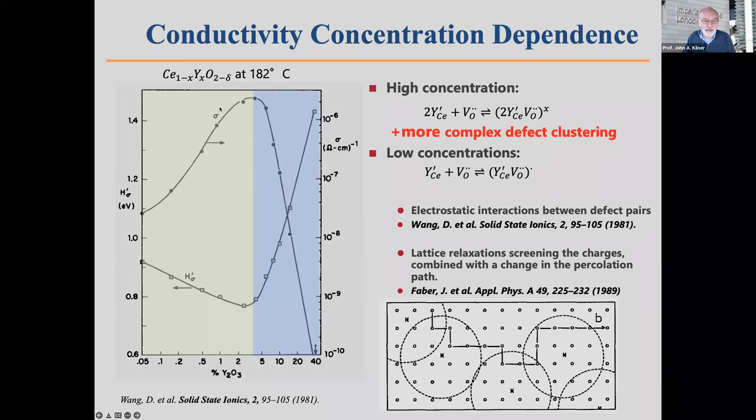So clearly, in terms of the amount of additive, there is an optimum amount that we need to put in to get the lowest activation energy and the highest conductivity. It was also proposed by Faber really quite some time ago, in 1989, that we ought to look at the relaxations that surround these substitution atoms, because this may have some effect on this activation energy minimum, and we'll get to that in a moment.